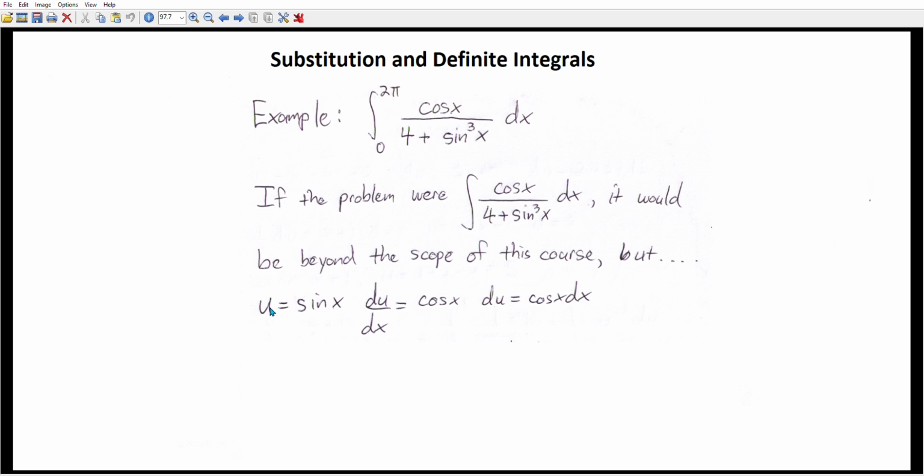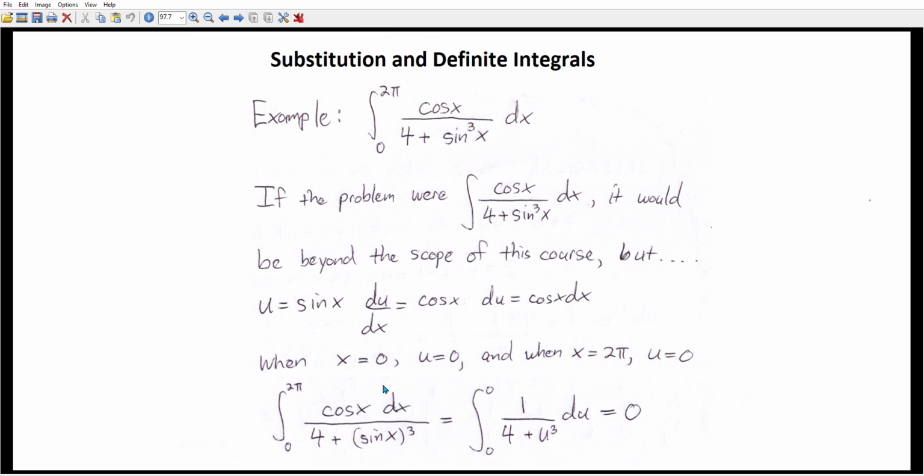So, let's let u equal sine x. du dx is cosine x, and du is cosine x dx. So we can see here, that's going to be du. This is going to be 4 plus u cubed. But now let's look at the limits. When x is 0, u is 0, because the sine of 0 is 0. And when x is 2 pi, the sine of 2 pi is also 0. And what we get is this integral between 0 and 2 pi in the x variable changes to an integral between 0 and 0 in the u variable.